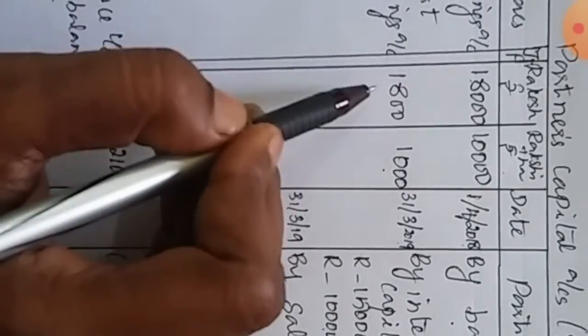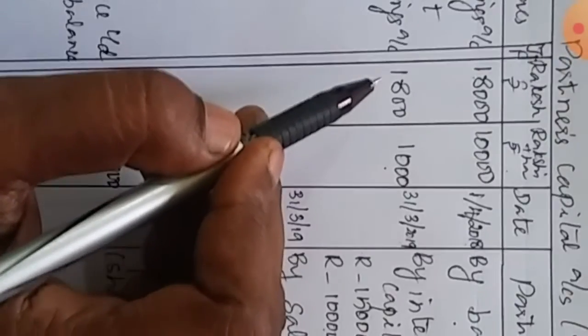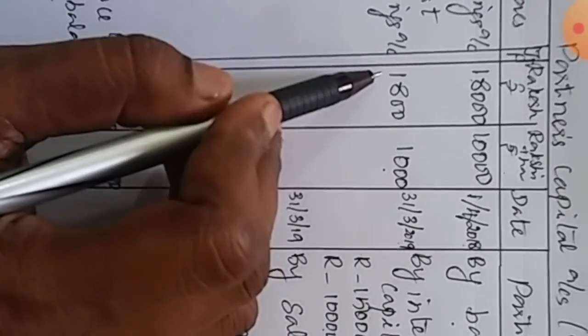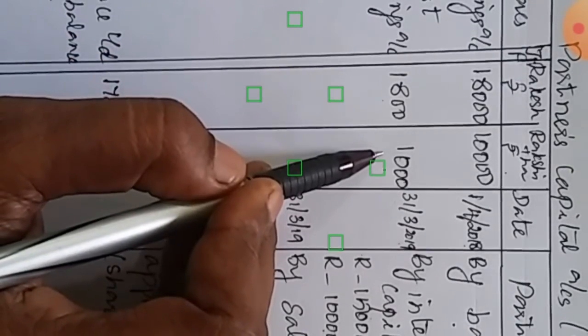What is next? Interest on drawings. Interest on drawings is an expense to the partners, so this should be debited. How much is it? 1,800 for Rakesh and 1,000 for Rakshita. What is next? All the entries we have done. Now we have to do what? Balancing. How to do balancing?